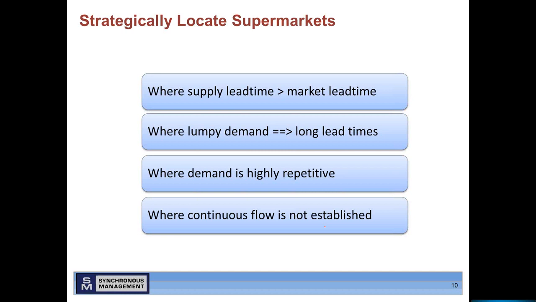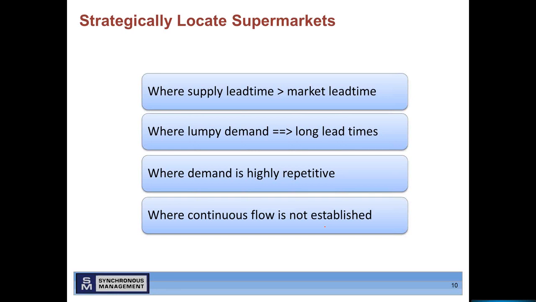Another consideration in where to locate supermarkets strategically is where demand is highly repetitive, where it's very predictable. The reason for this is that it enables you essentially to bank capacity into items that are highly repetitive, items that you know you're going to sell, so that when you do get demand for non-Kanban items, or you do get monthly demand, you can deal with it. You can produce it without disrupting the service on those highly repetitive items. So items that are highly repetitive are good candidates.